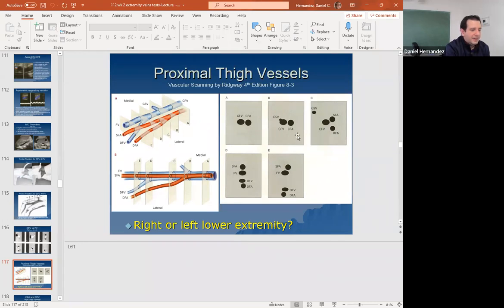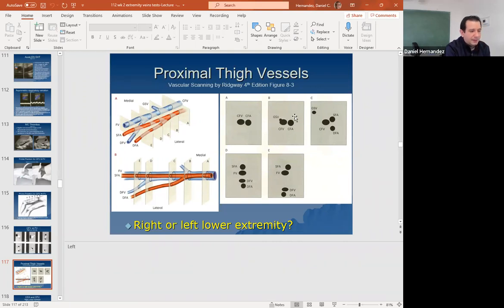So if we had to ascertain if it was right or left, I look at which direction that greater saphenous is pointing towards the groin to determine if it's right or left. So this way the GSV is pointing inward in the left leg. So this is going to be the patient's left leg because the GSV is pointing inward here, or it's pointing medial. GSV is always going to point medial.